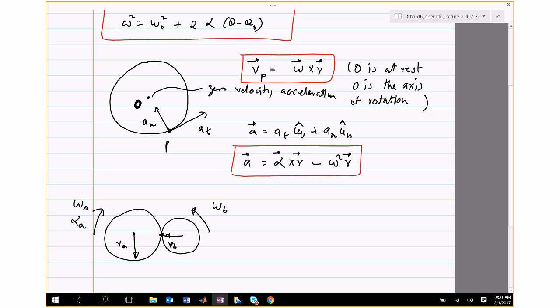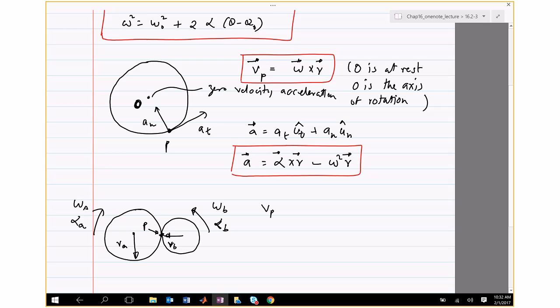That is assuming that they are not slipping. That's very important. The motion of A depends on the motion of B in this case. They're not independent. That's why they move in this fashion. Now, how do you find the motion of B given the motion of A? What you do is you look at the point P. This is point P, which is the point which connects the two.